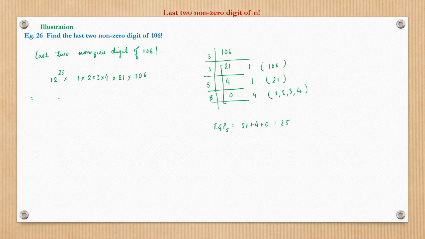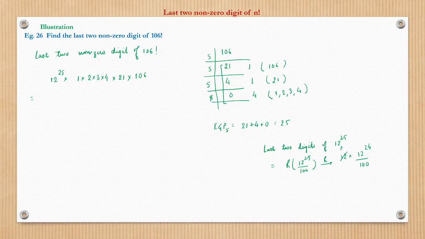Now I have to find the last two digits of each of the numbers. So what will be the last two digits of 12 raised to power 25? It is nothing but the remainder of 12 raised to power 25 by 100, right? So how to find the remainder of 12 raised to power 25? We can write this as 12 into 12 raised to power 24 by 100, right?